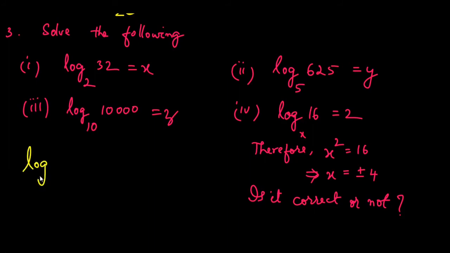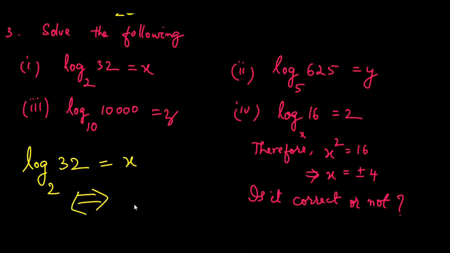Log 32 to the base 2. Log of 32 to the base 2 is equal to x. We don't know how to solve in logarithmic form, so first let us convert it into exponential form. In order to find x, first we have to convert it into exponential form.